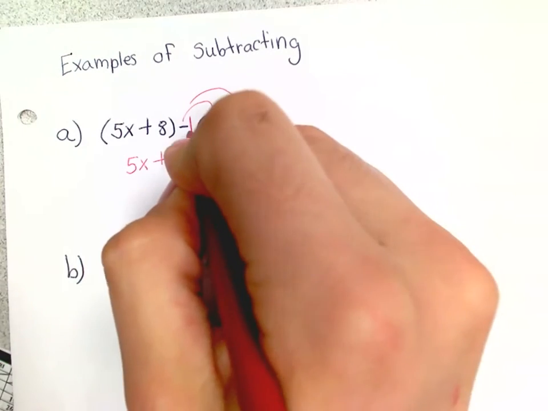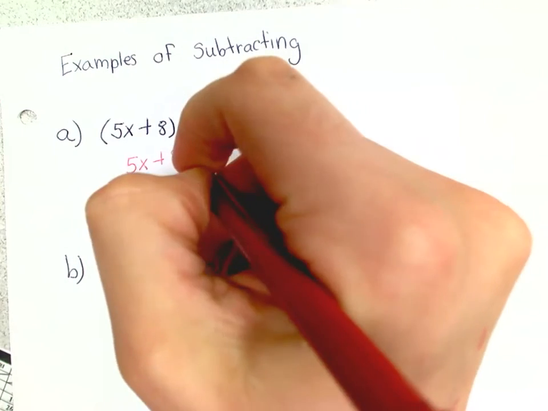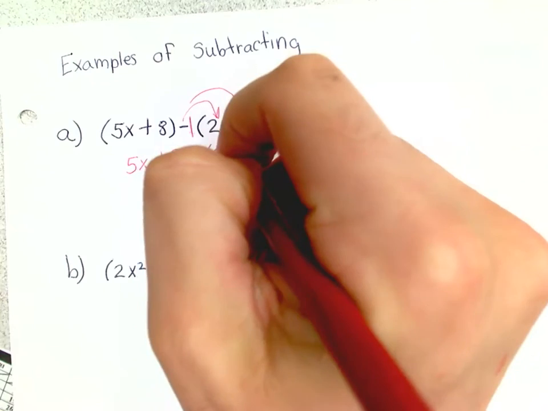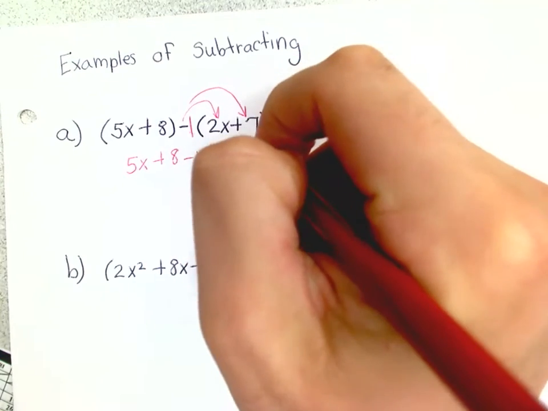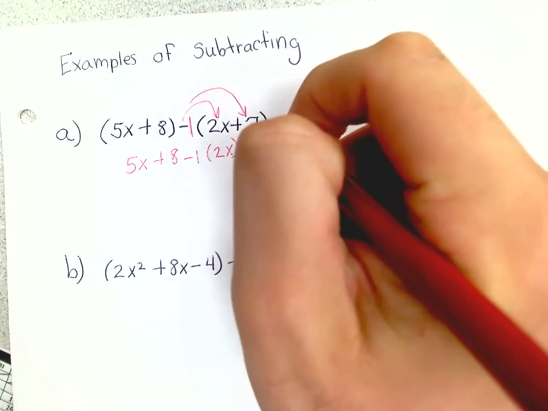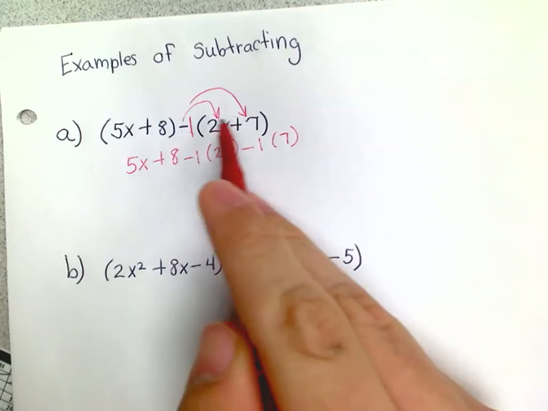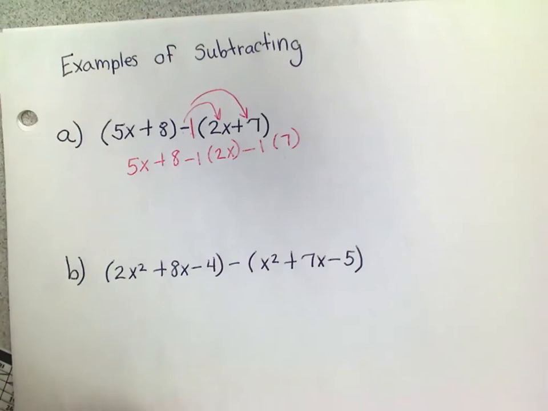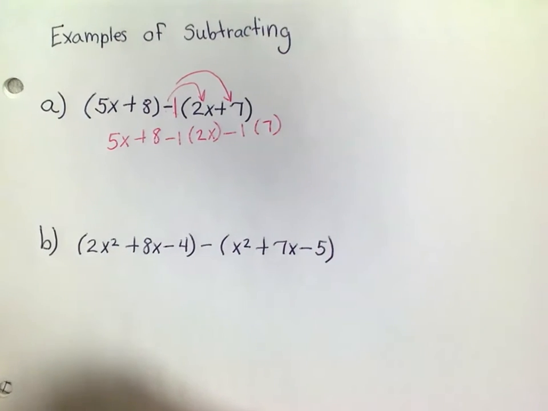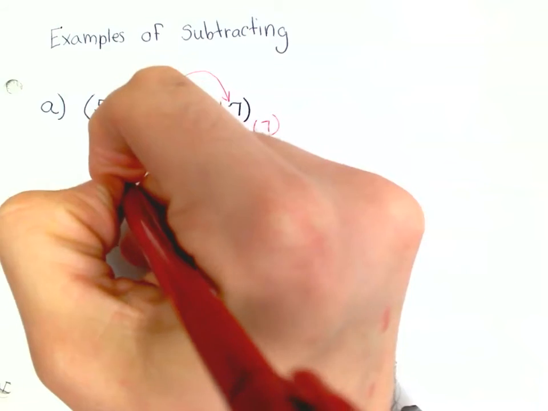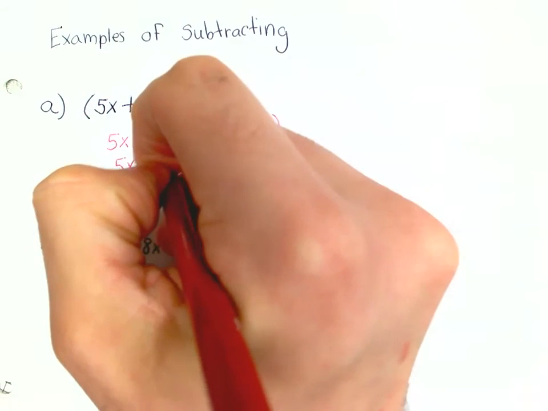Then we'll just distribute this negative 1 across, so negative 1 times 2x minus 1 times 7. All we did was distribute the negative 1 times 7 to get this term right here. Let's go through and simplify. So we have 5x plus 8. We still have not touched that term yet.